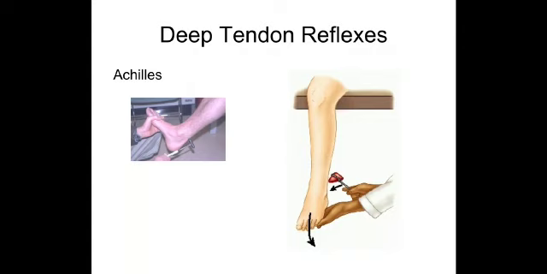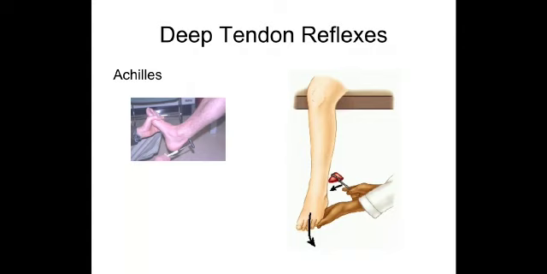One more method is the kneeling down position, where you can ask the subject to kneel on a chair, slightly dorsiflex the foot, and strike the Achilles tendon. Observe for contraction of the calf muscle and plantar flexion of the foot.